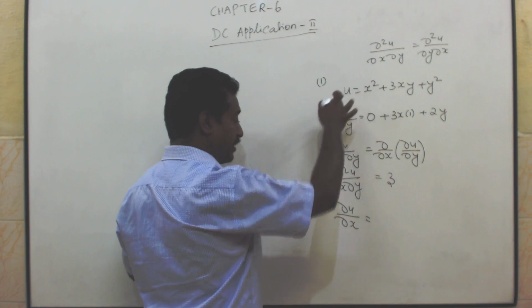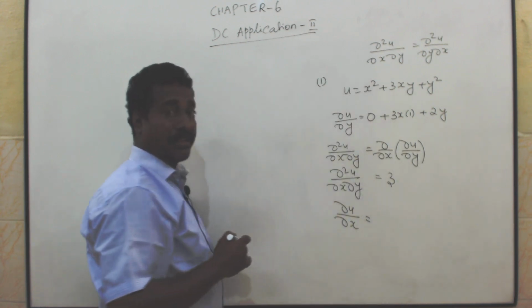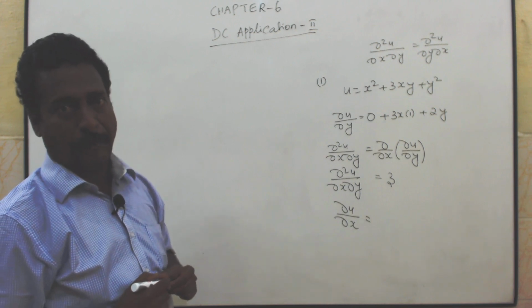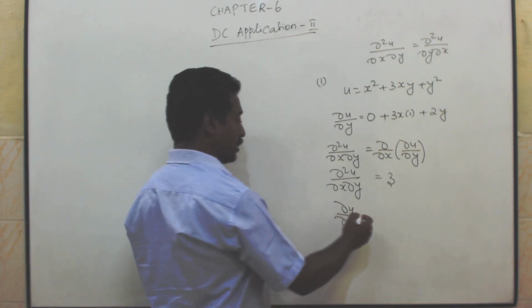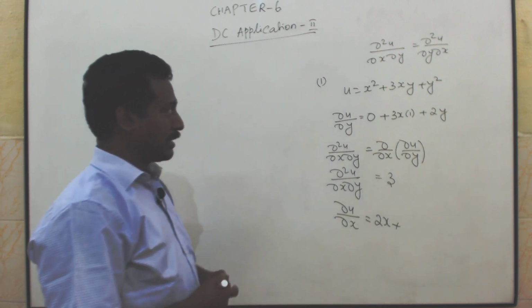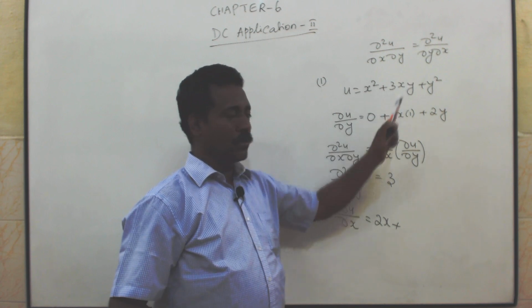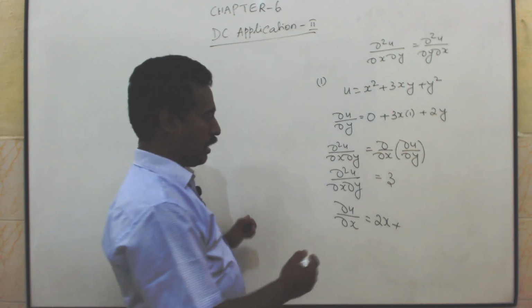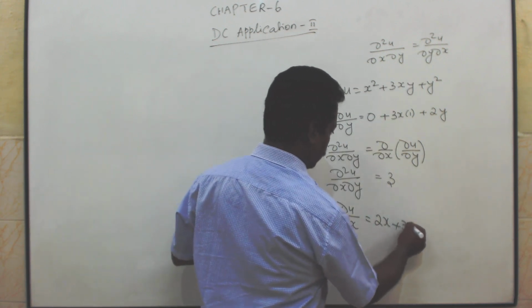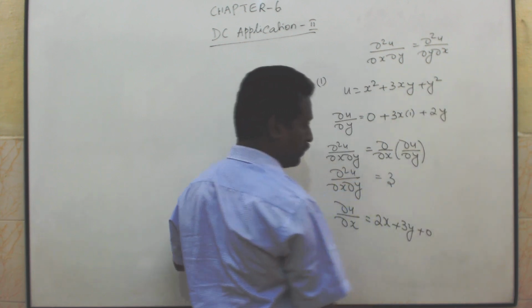Differentiate u with respect to x. Here x is there. What is the differentiation of x square? 2x, because it is with respect to x. With respect to x, the differentiation of x is 1. 1 into 3y is 3y. Here no x, that's why 0.